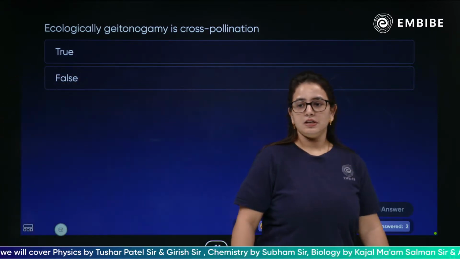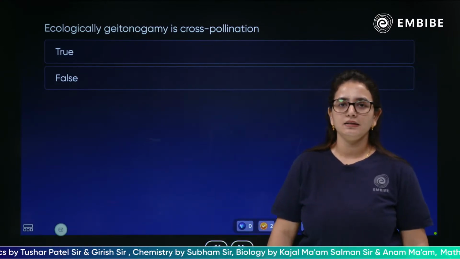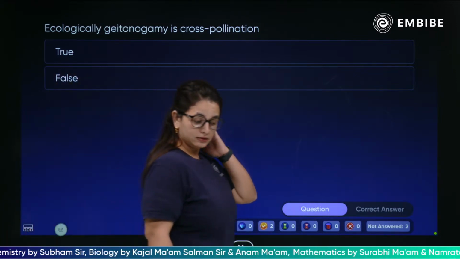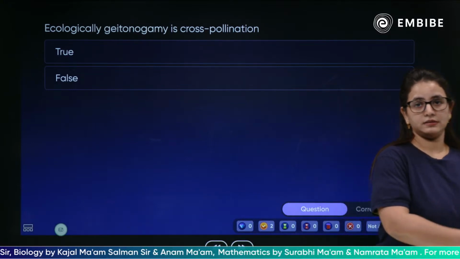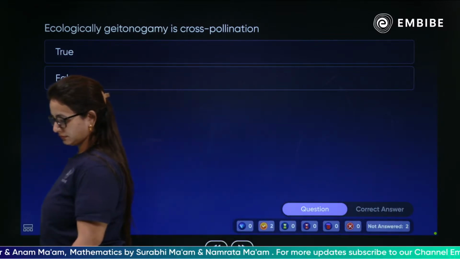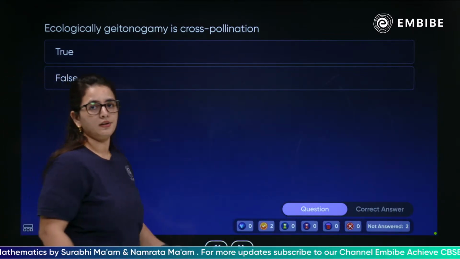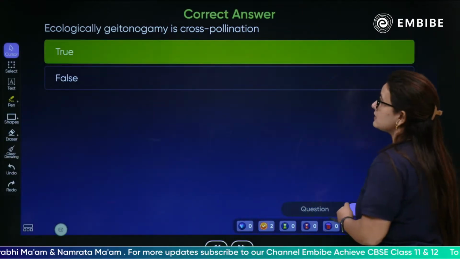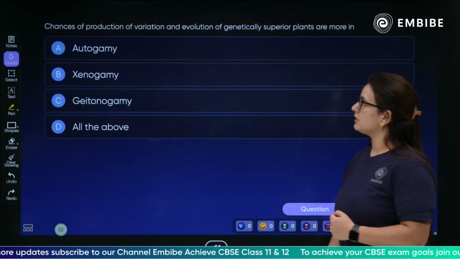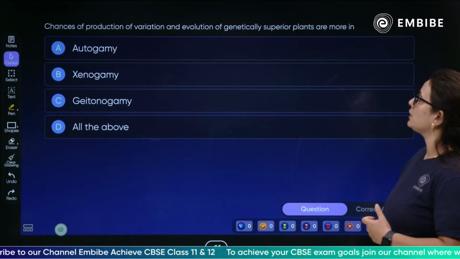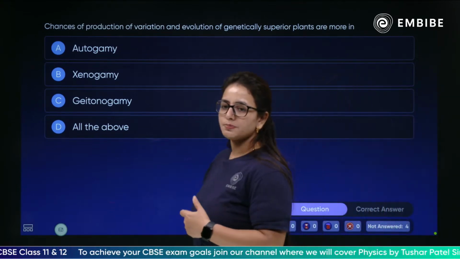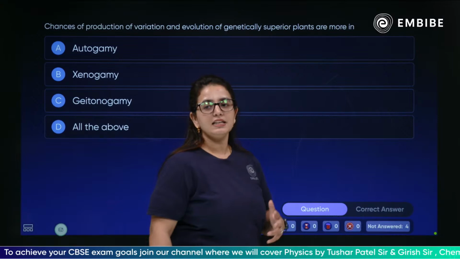Now is it clear? Now can you please answer this? Tausif, is it clear? Ecologically, geitonogamy is cross pollination. Why? Yes, it is absolutely true. It is a cross pollination. Next question. Chances of production of variation and evolution of genetically superior plants are more in, what do you think, which among them possesses more chances of genetically superior plants?